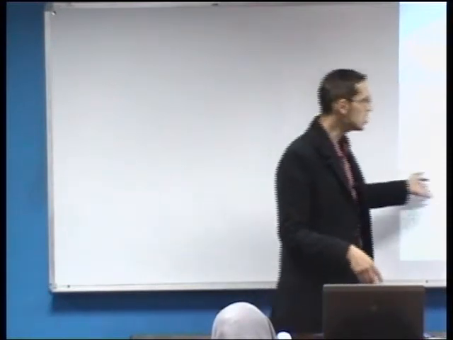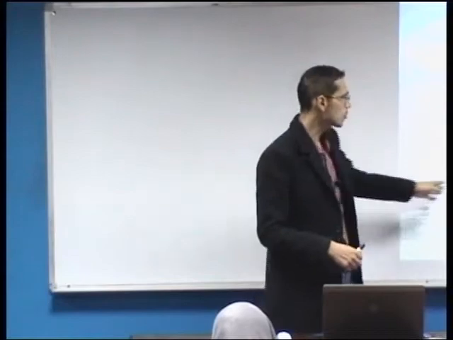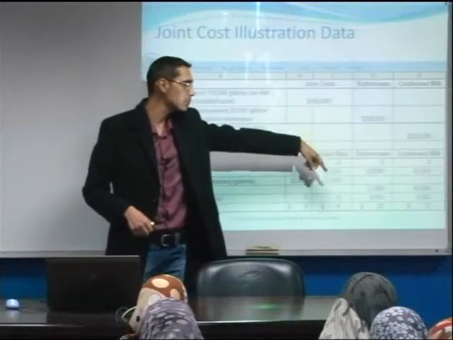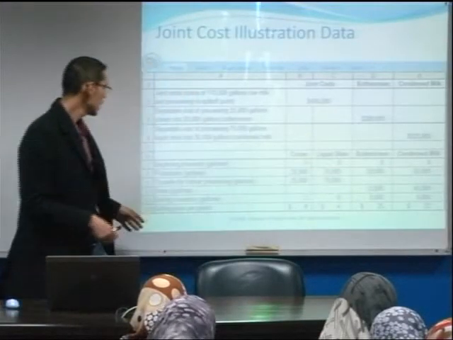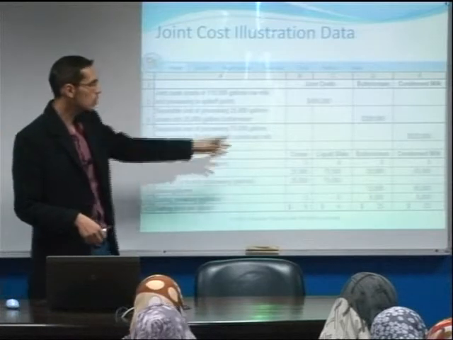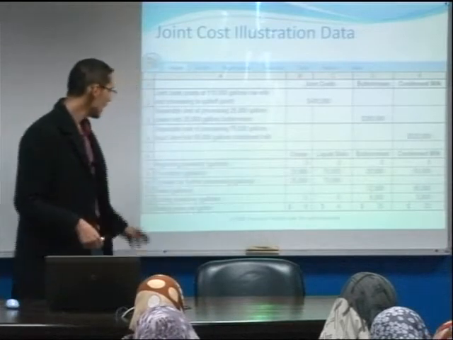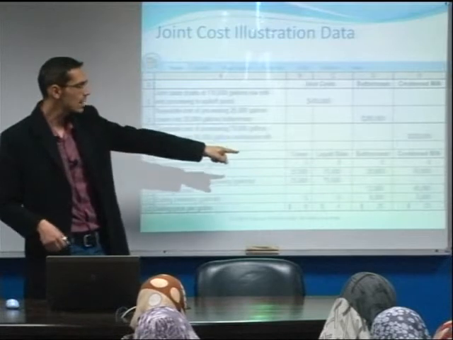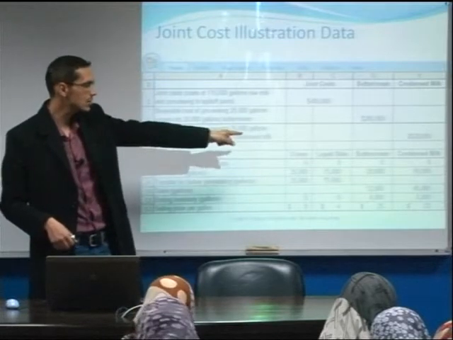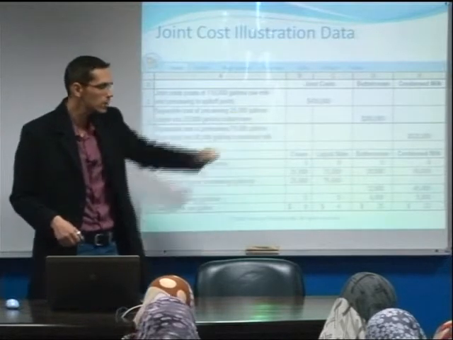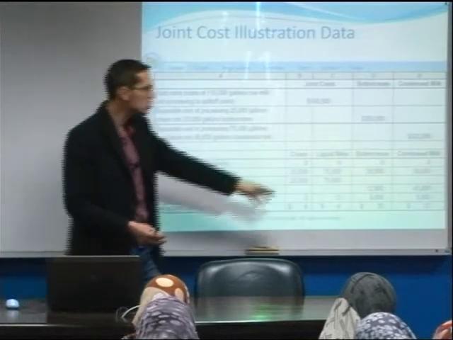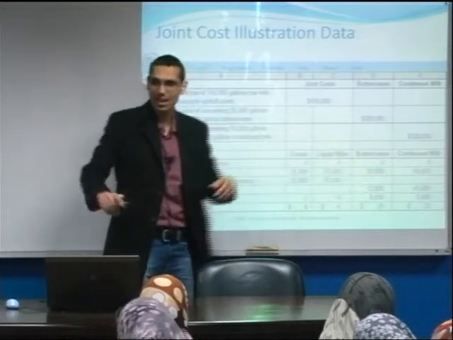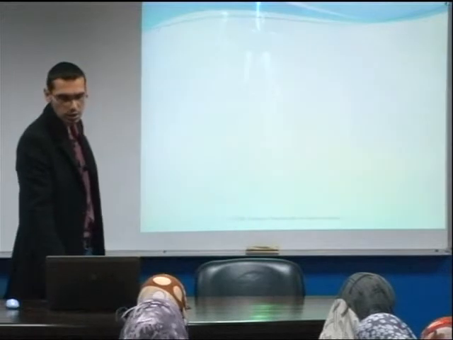Of course, we have 0 as the beginning inventory. We have the production, 20,000 and 50,000 for the condensed milk and the buttercream. And of course, we have the sales, the 12,000 and the 45,000. And the ending inventory would be, of course, 8,000 and 5,000, which is 20 minus 12 and 50 minus 45. And the sales value is 25 and 22 as given in our example.